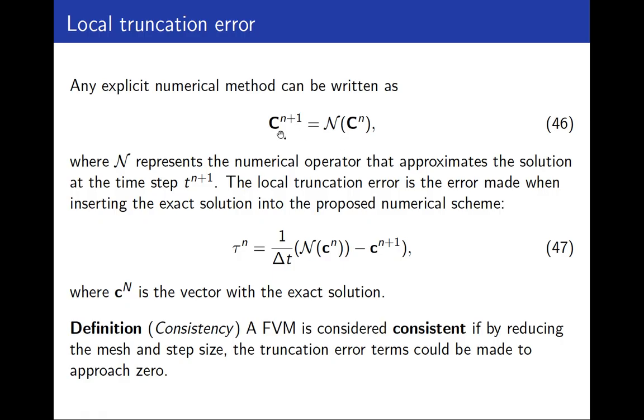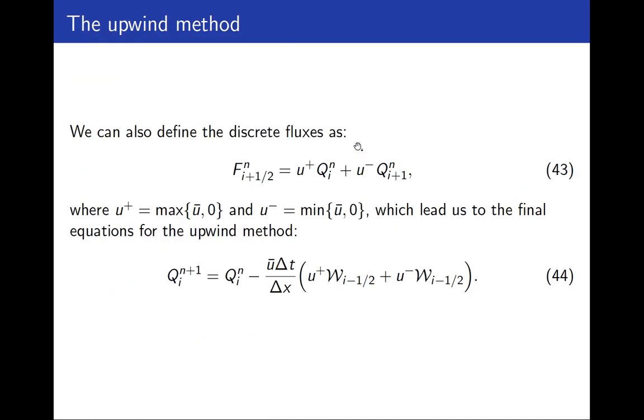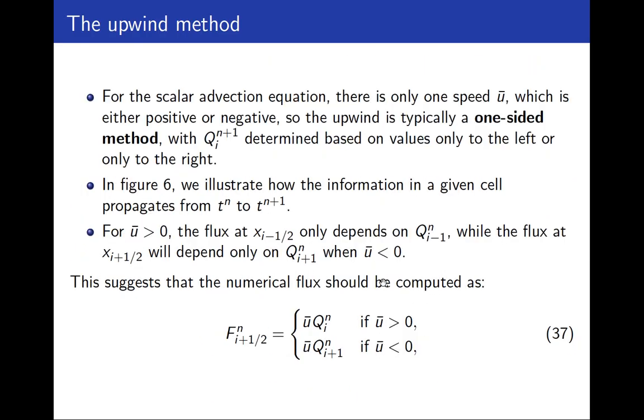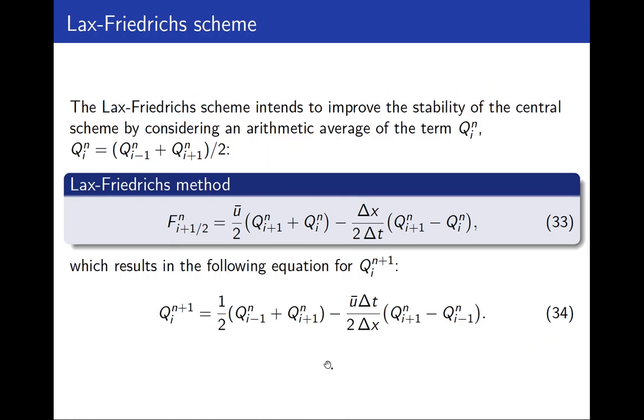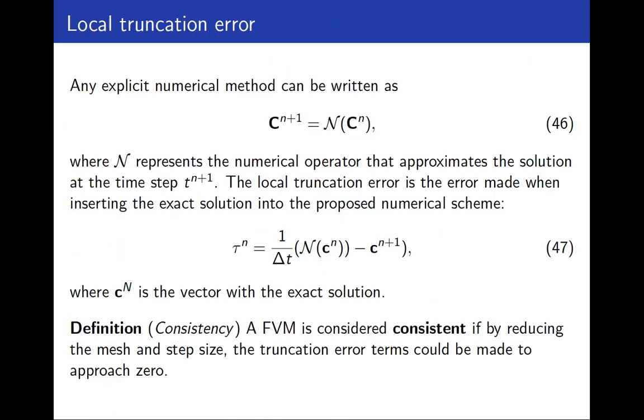So in order to evaluate the value of your solution at the new time step, you need to apply this numerical operator to the values of C at time step n, which is what we are doing in this Upwind method. So this is the numerical operator for the case of the Upwind method. For the case of the Lax-Wendroff scheme, the numerical operator is all this right hand side of equation 36, and so on.